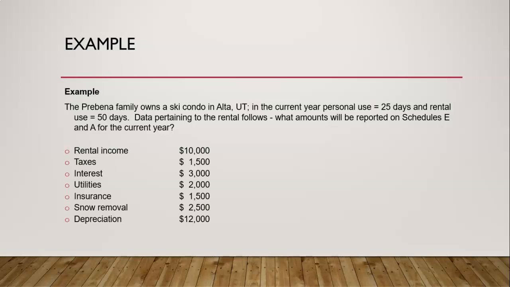So the rental income was $10,000, taxes $1,500, interest $3,000, utilities $2,000, insurance $1,500, snow removal $2,500, and depreciation we calculated out would be $12,000 for the house, for the condo.